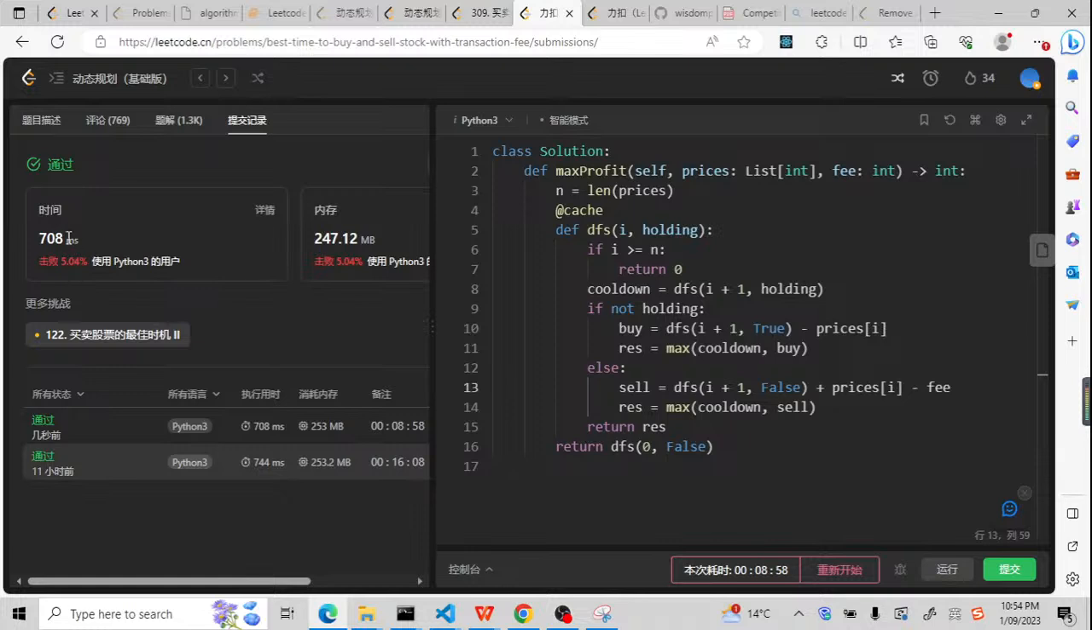Although it is a little bit slow, I still think it is okay. Maybe Leetcode gives a limitation, so we cannot use DFS plus memoization to pass. Maybe we can try some tabulation to solve the problem.